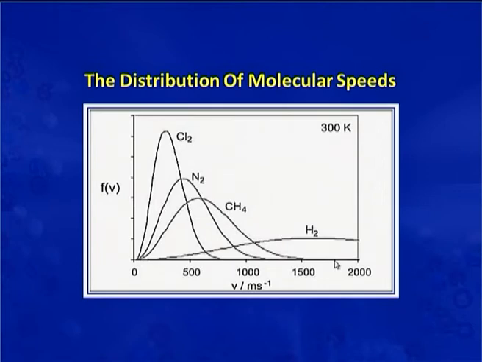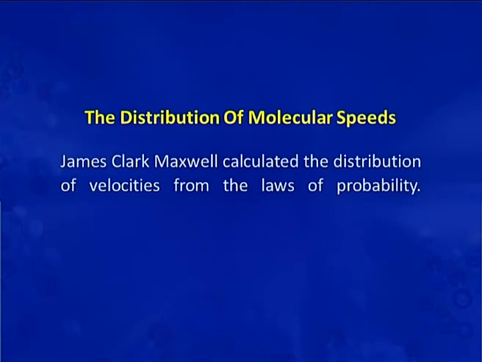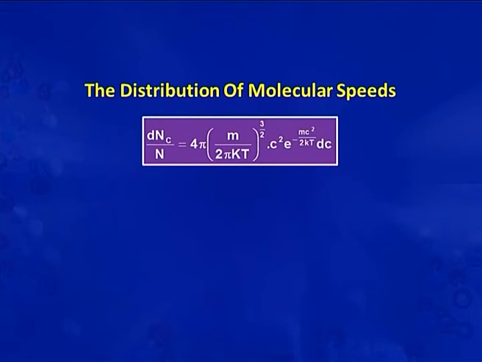Heavier particles have a slower, narrower distribution than lighter particles. You can see that this is the lightest particle, so this curve is broadened here. James Clerk Maxwell calculated the distribution of velocities from the laws of probability. He derived the following equation for the distribution of molecular velocities.